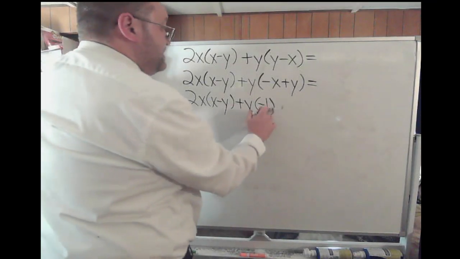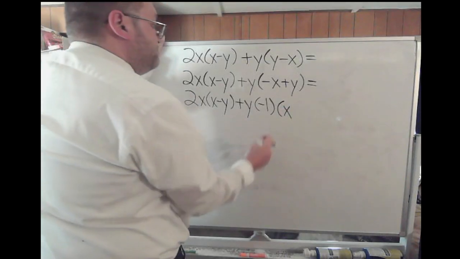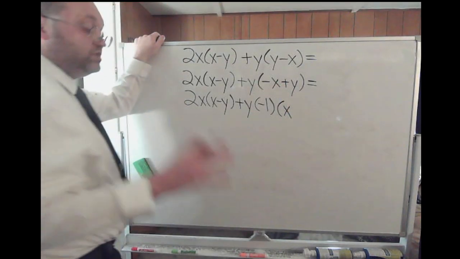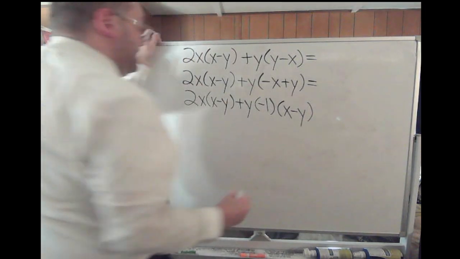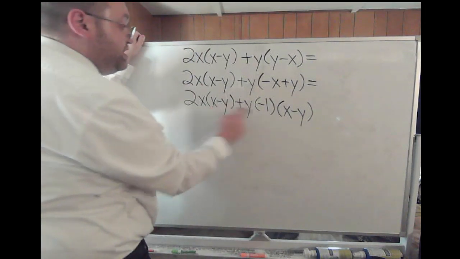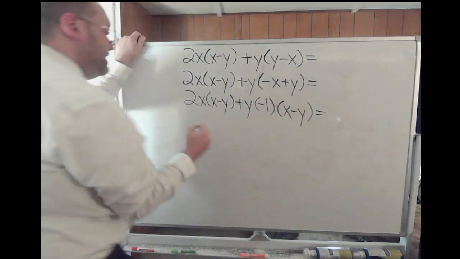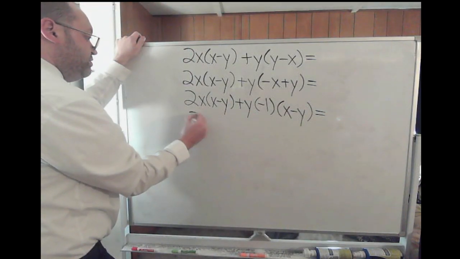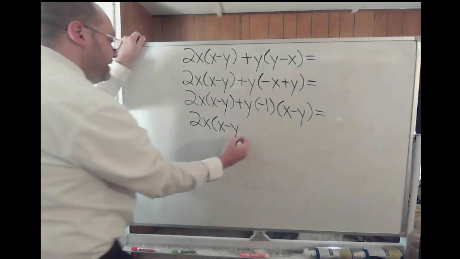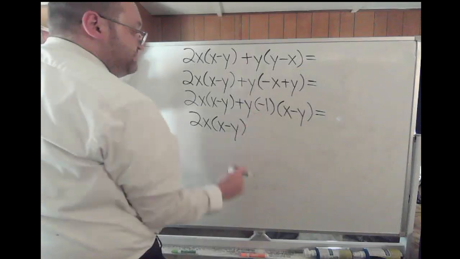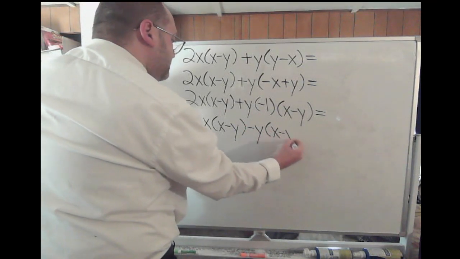Now negative 1 times what equals negative x? That'd be positive x. Plus you have negative 1 times what equals positive y? Well, that'd be negative y. Now all of a sudden we have two common factors between both terms. So before I factor, let's go ahead and simplify this a bit. You'll have 2x times the quantity of x minus y. Then you have y times negative 1. That'd be negative y times the quantity of x minus y.